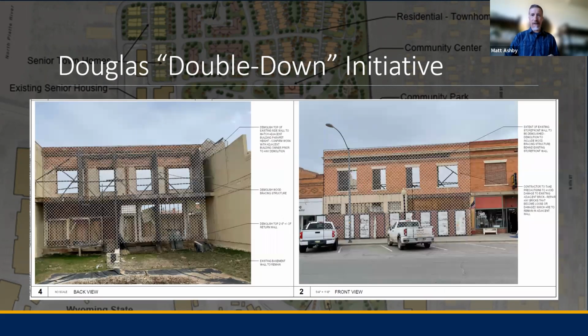Additionally, one of the other interesting things that happened in Douglas, they actually have a building where the shell is the only thing that is still standing. The rest of it was damaged by a fire. And so this historic facade is an important part of their downtown fabric, but it's just the front wall of the building.